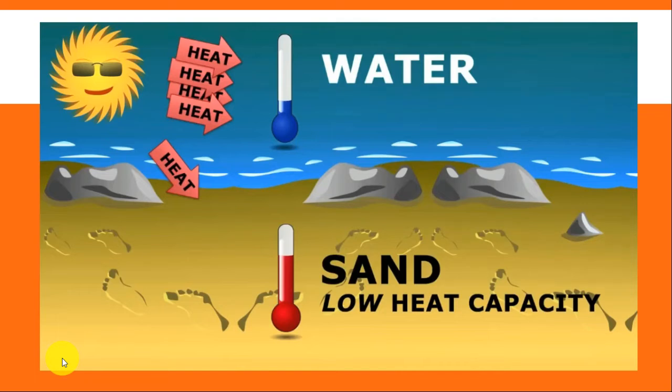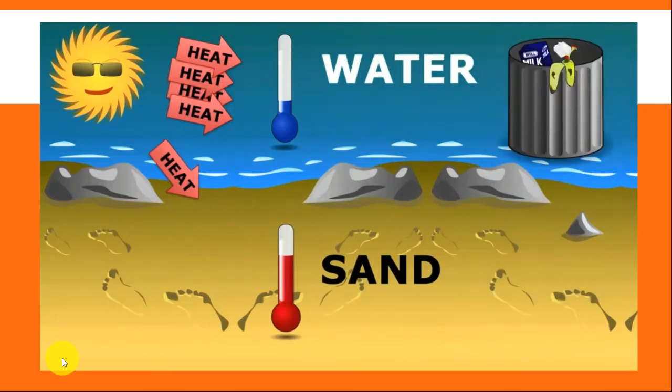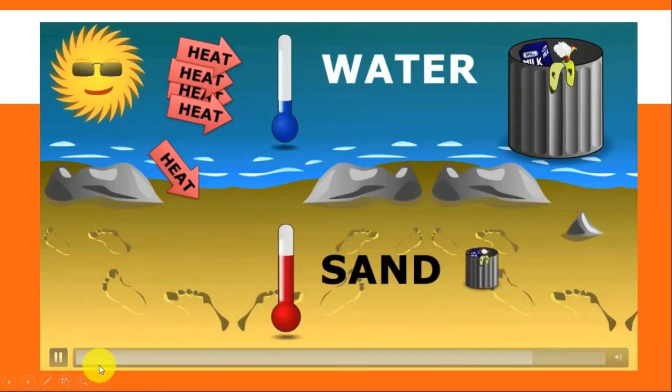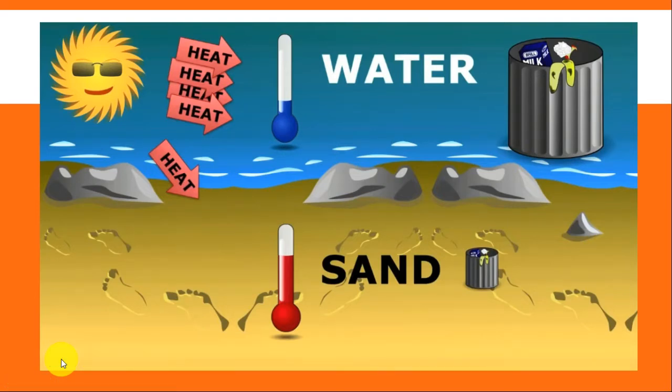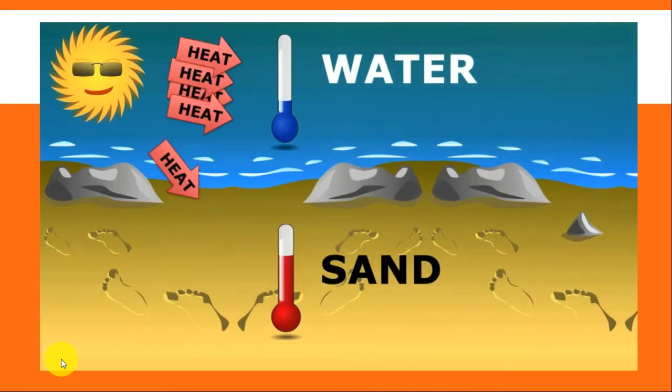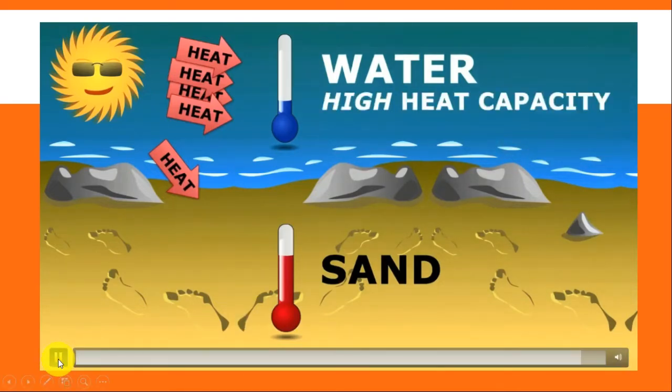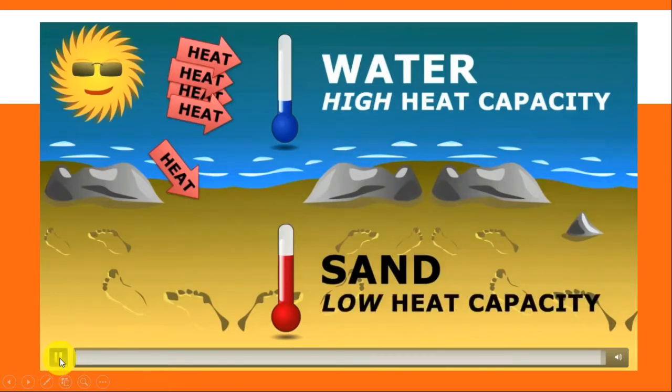You can kind of think of water as having a large trash can for heat. You can put a lot of heat into the trash can before it fills up. Sand would have a very tiny trash can. It can't take much heat at all before the temperature goes up. Again, that is because water has a very high heat capacity and sand has a very low heat capacity.